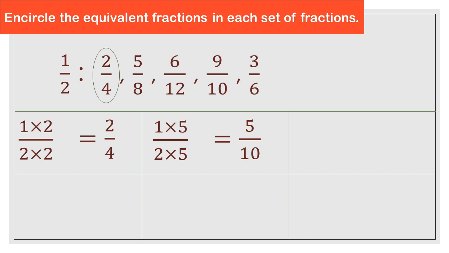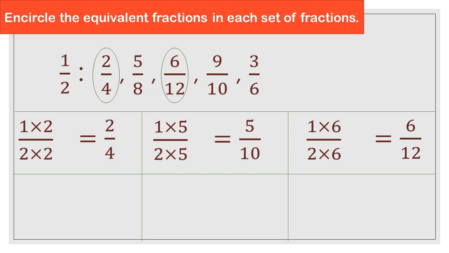So the fraction is 5 upon 10. But here the fraction is 5 upon 8 and 5 upon 8 is not an equivalent fraction of 1 upon 2. So leave them. Let's take 6 upon 12. To find the equivalent fraction of 1 upon 2, which number will you multiply to 1 to get 6 in the numerator? Yes, 6 because 1 6s are 6. So multiply numerator and denominator by the same number 6. 1 6s are 6 and 2 6s are 12. So the equivalent fraction is 6 upon 12. So encircle 6 upon 12.